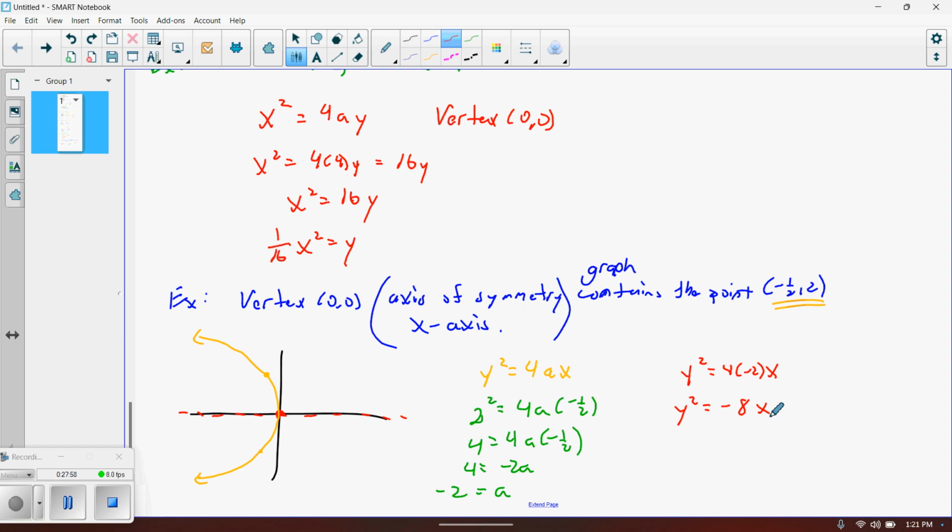Since we know that a is -2, your focus is going to be the point -2, 0. That's the focus. And your directrix will then be the line x equals 2. All right, and we've done as much analyzing of that particular graph. Again, we could use the latus rectum to get a couple more points if we wanted to, but I think we're good for that one.